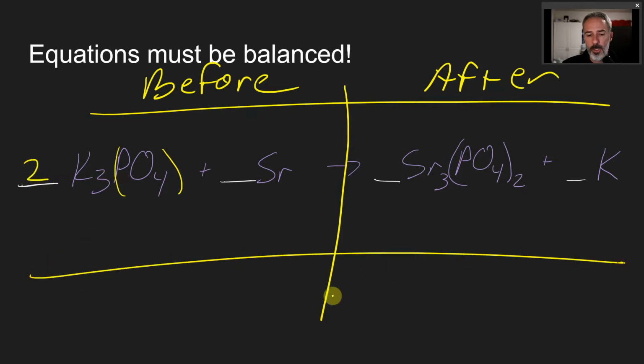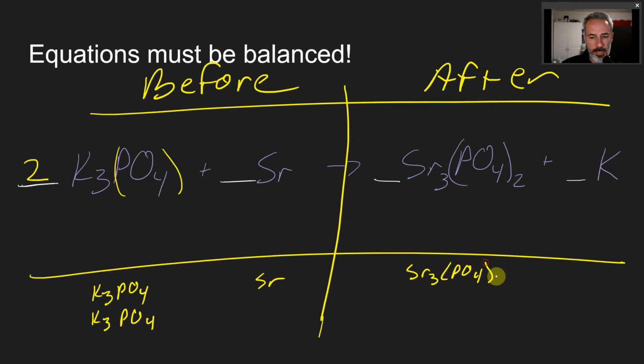Now, it is a good idea. I will tell you that I often don't write down these sort of summary things, but it can be very helpful. So since we had 2 potassium phosphates, and over here, remember, we still have 1 of everything else. We haven't changed anything else. So I'm going to write down these other compounds exactly as they are. All right, our phosphates are balanced. We have 2 phosphates, 2 phosphates.